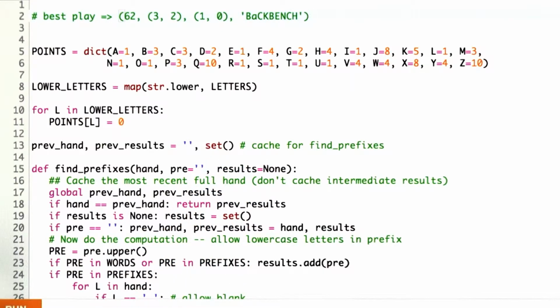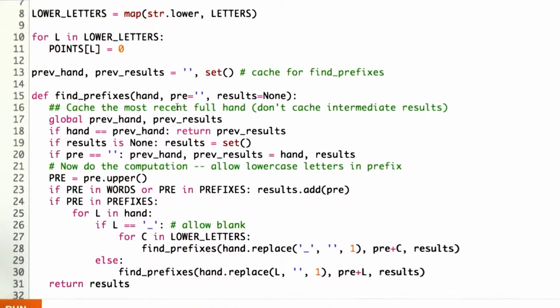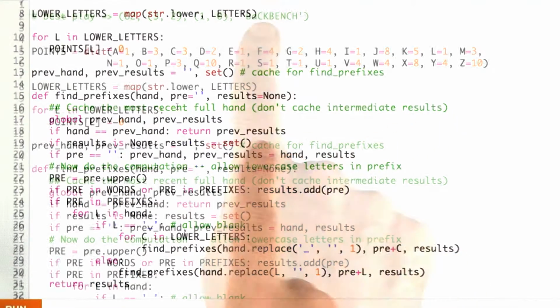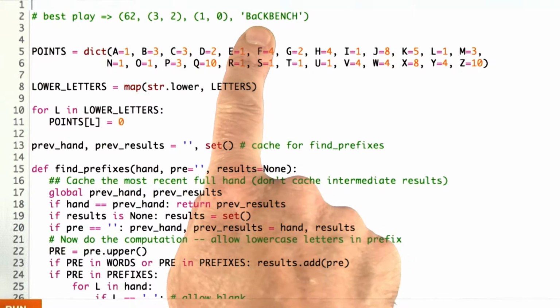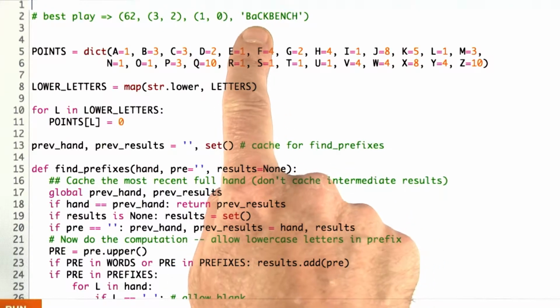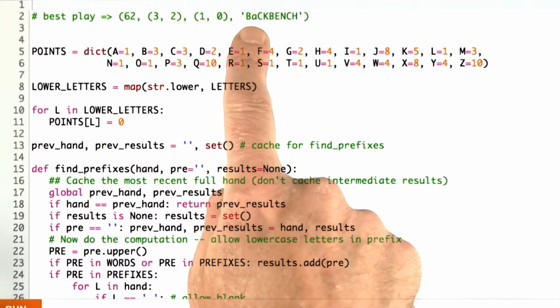So let's look at find prefixes. A lot of it is the same, but there are two places where I make a change. First, before I was checking to see if the input pre was a member of words or a member of prefixes. Here, I create the new variable, capital pre, and ask, is that in the words? Because the thing I'm going to be passed in could look something like that. It could have a lowercase a in it, and that's not going to be in my dictionary of words, so I have to uppercase it before I can test.